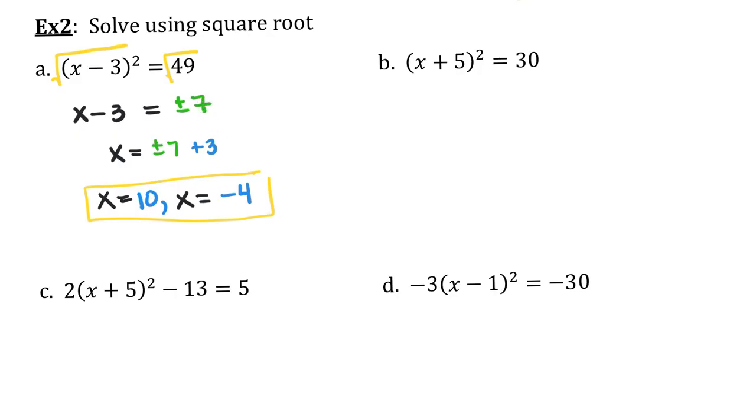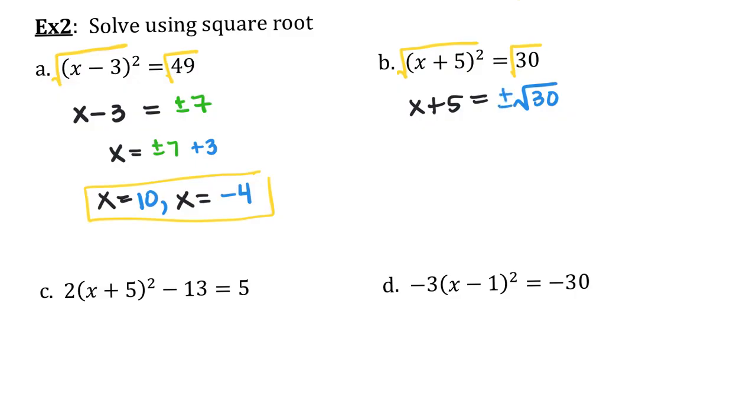Let's try B. Same problem. The x and the plus 5 are in parentheses, so I have to cancel the squared to get them out. The square root cancels the squared. x plus 5 equals, the square root of 30 is irrational. Does it simplify? 5 times 6, 3 times 2? No. I leave it square root 30 and I make it positive or negative.